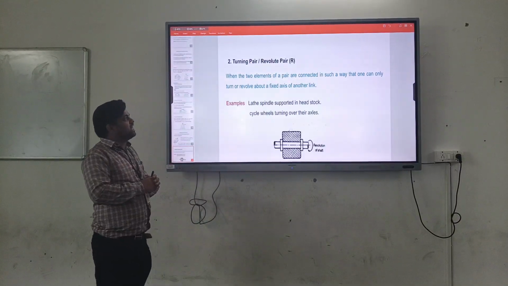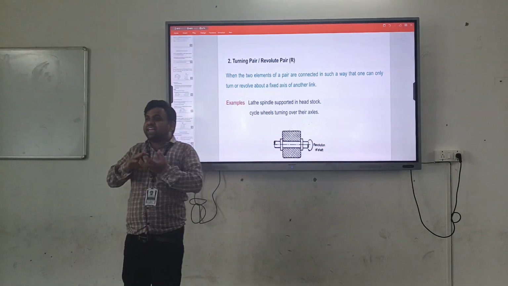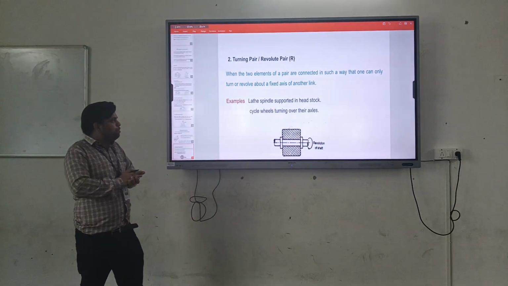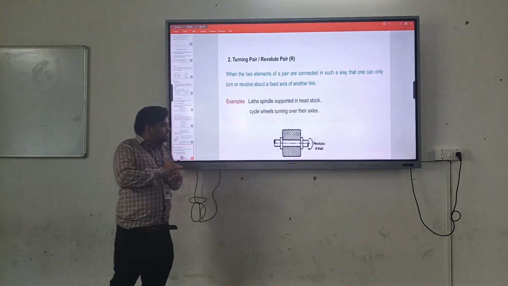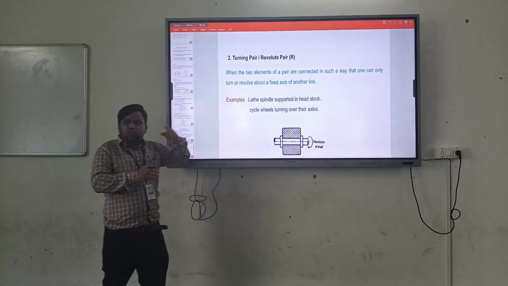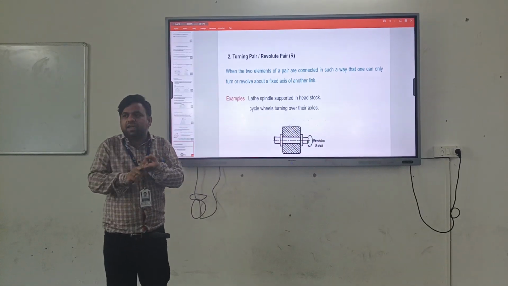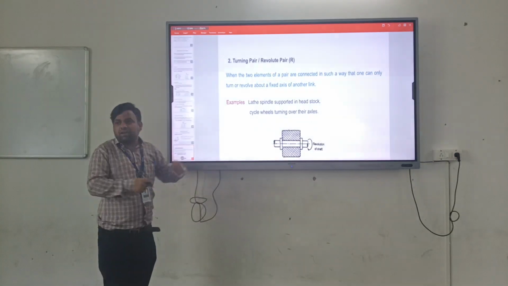Another one is the turning pair. When two or more elements are connected in such a way that they can turn relative to each other, this type of pair is called a turning pair. Example, the lathe spindle supported in a headstock, and cycle wheels turning on their axle. When two connected elements have only turning motion, they are called a turning pair.